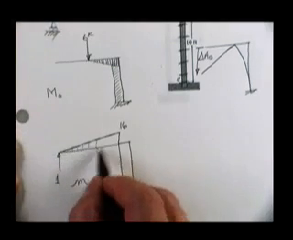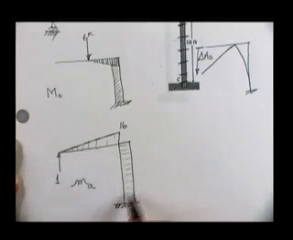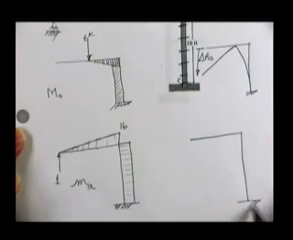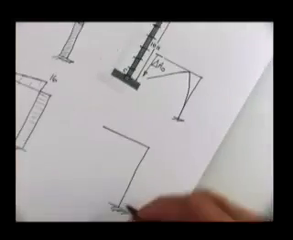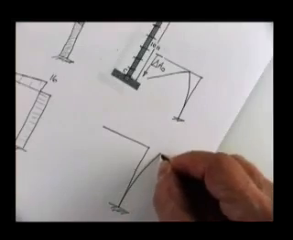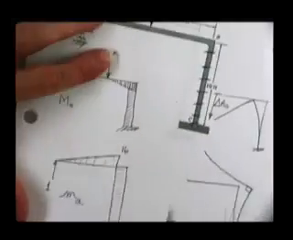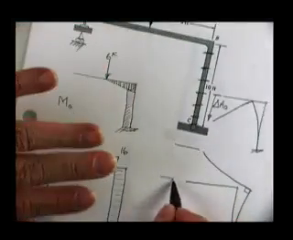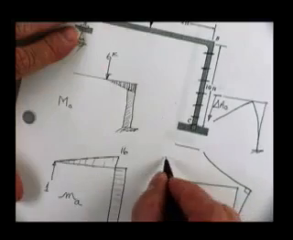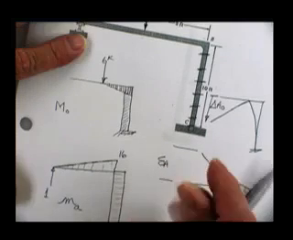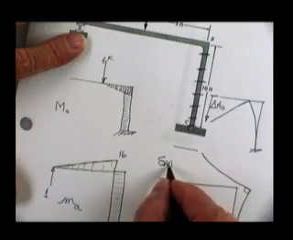You'll be using these moment diagrams to solve for the deflections. Here's the deflected shape. This is the deflection at A due to a unit load at A.